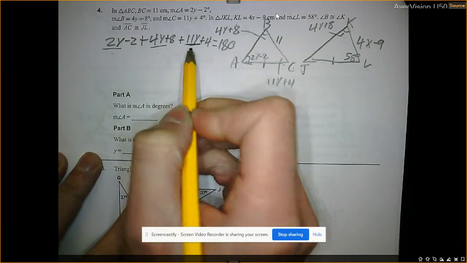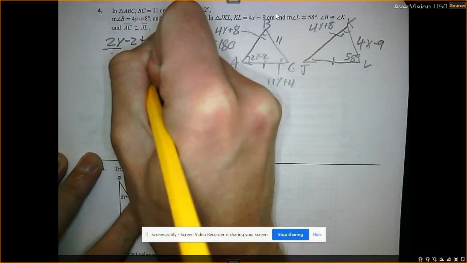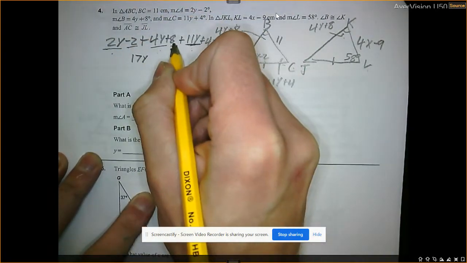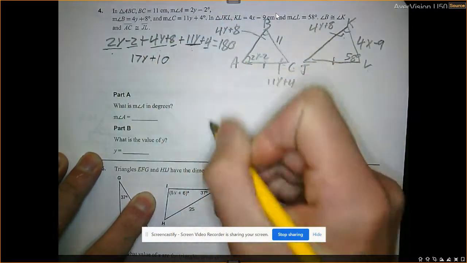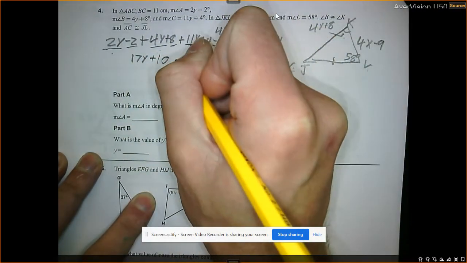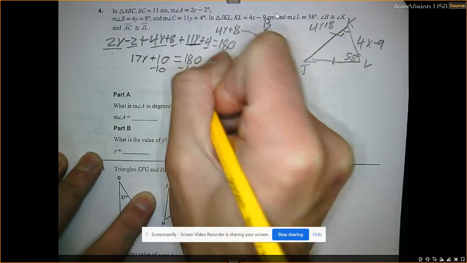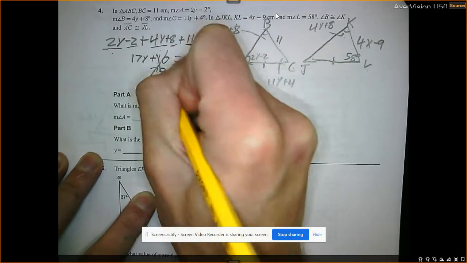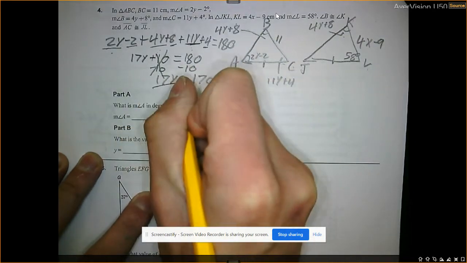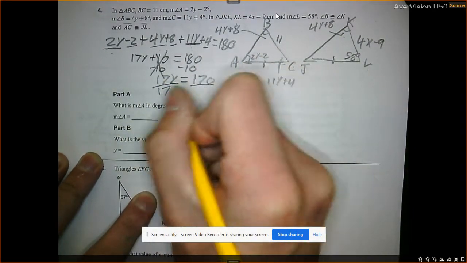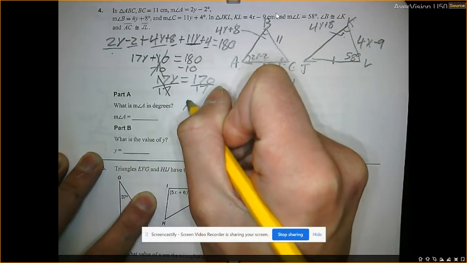2y plus 4y plus 11y. Well, 2y plus 4y is 6y plus 11y is 17y. And then negative 2 plus 8 is positive 6 plus 4 is 10. So combining like terms, I get 17y plus 10 equals 180. Then I have to subtract 10 from both sides. I get 17y alone now because those cancel, equals 180 minus 10 is 170. To get y completely alone, I have to do the opposite of multiply it by 17, which is to divide it by 17. That's what gets y alone.